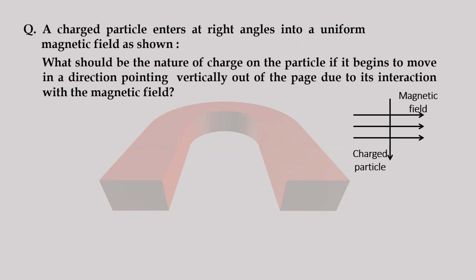A charged particle enters at right angles to a uniform magnetic field. You can see the uniform magnetic field here is shown by parallel lines. And the charged particle, positive charge, is it positive? No, we have to find whether it is positive or negative. A charged particle goes through the magnetic field at right angles, right? So in this case, what do we have to find? What should be the nature of the charge, whether the charge is positive or negative?